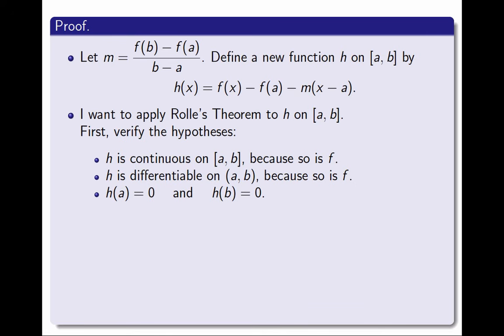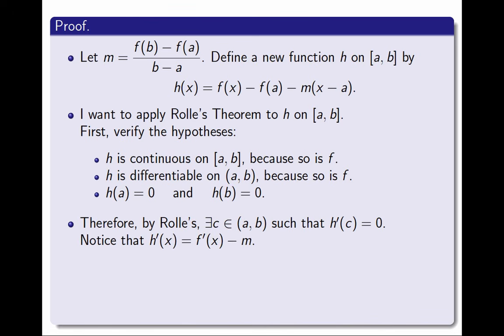I conclude from Rolle's theorem that there is a number c between a and b such that the derivative h prime of c equals 0. But look at the definition of h. For any value of x, h prime of x is simply f prime of x minus m. Therefore, h prime of c equals 0 is the same as f prime of c equals m. And that is exactly what I was trying to show. This completes the proof. We are done.